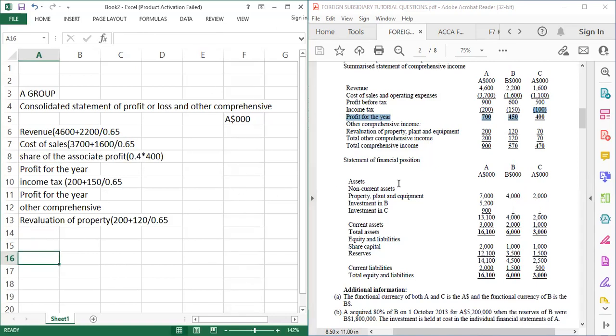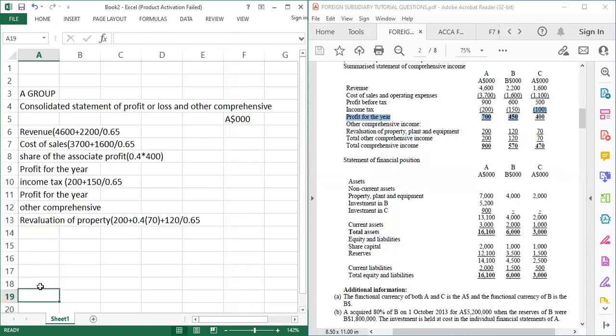Do you have any other thing? Does the associate have any revaluation gain? Yes, they have 70. So the parent will take 40% of that share too: 0.4 multiplied by 70. The parent will send it to other comprehensive income, not the profit or loss account, because the revaluation is an extraordinary item.